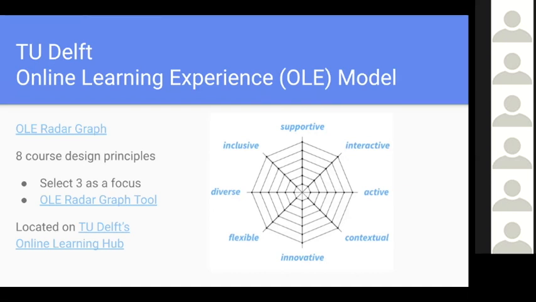The model is based on 8 course design principles, and you see those right in front of you. We suggest that you select 3 as your focus when you build your course. What's most important to you for your learners? And you can use that radar graph tool, which is an Excel file, to figure out which of those 3 principles are your actual focus. And I've added the links here so you can actually retrieve the Excel file and look at the PDF that explains each of these principles more in depth.